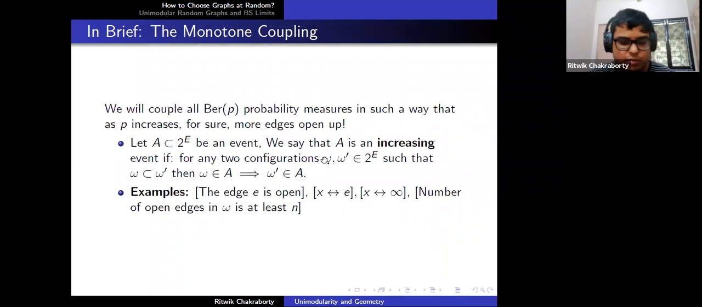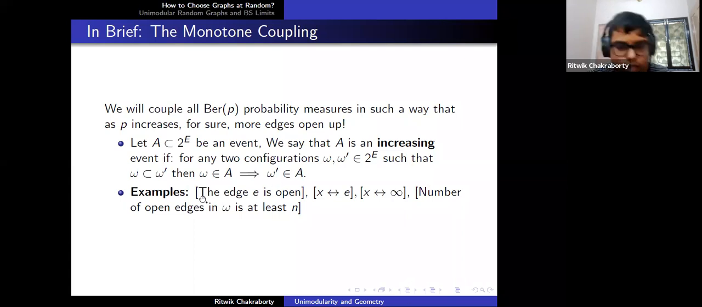For that, we need some smart terminology. Let A be any event, that is, any measurable collection of subgraphs. We say that A is an increasing event if for any two configurations omega and omega prime such that omega is contained in omega prime, whenever omega falls in A, omega prime also falls inside A. So A is in some sense upper closed with respect to these configurations.